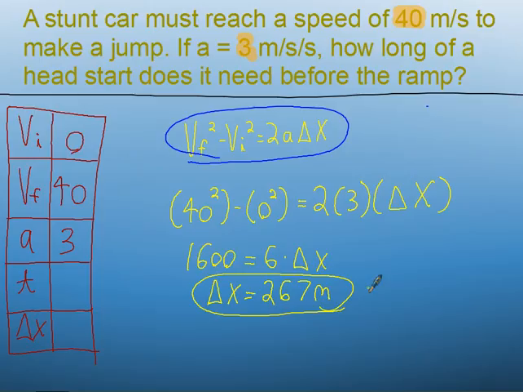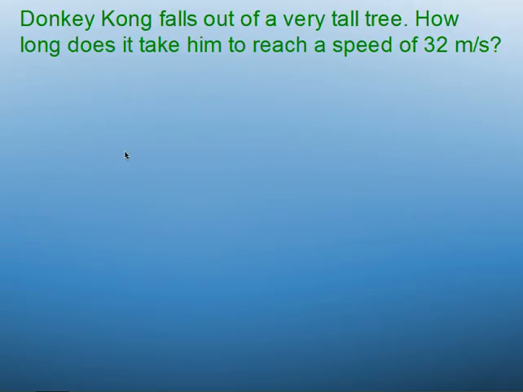For the next one, we've got Donkey Kong falling out of a very tall tree, and we want to know how long it takes him to reach a speed of 32 meters per second. Now this one looks like it doesn't give you a whole lot of information, but there's more to this problem than meets the eye. It actually tells us plenty if you look carefully.